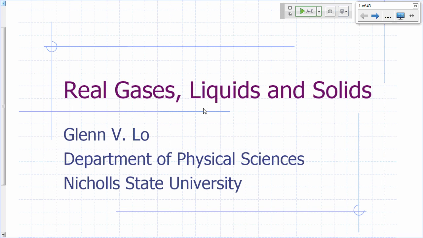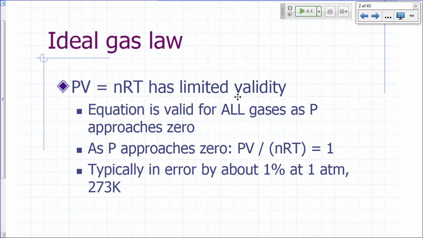Okay, real gases, liquids, and solids. So let's review the ideal gas law. If you remember, the behavior of gases can be described by this equation right here, PV equals nRT. What's P? Pressure of the gas. V is the volume of the gas. T is temperature of the gas in Kelvin. n is number of moles of gas particles, and R is a constant. Okay, and that's the same constant for all gases.